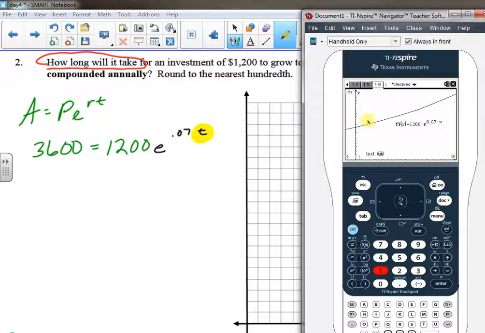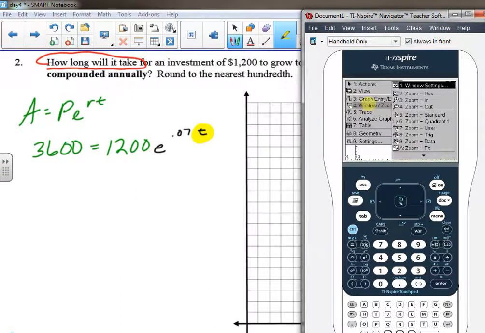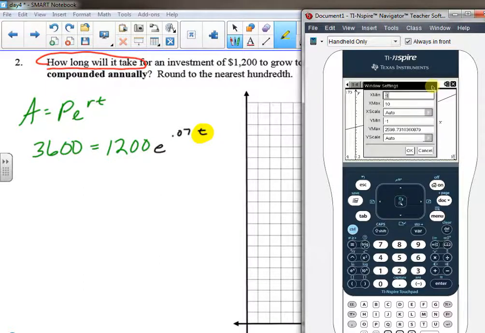Hopefully I'll be able to see a little bit. Maybe I'll make it a little bit bigger. Menu. And when I say, oh, maybe, yeah, there really is a little bit of guesswork going on here in order to get your window settings proper, but that's one of the things that New York State would like you to be able to do, is to use those window settings appropriately.